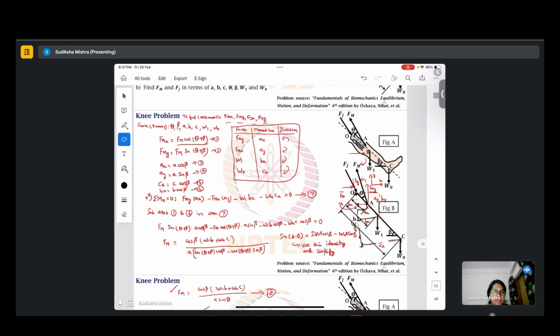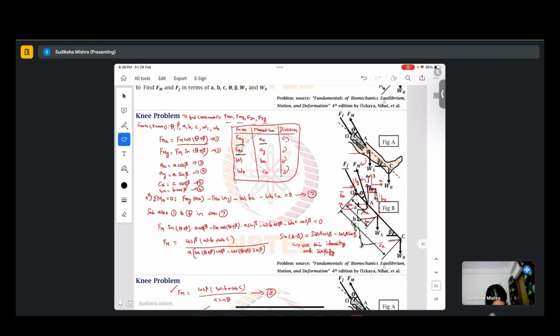Let's see the moments that occur around the origin. Fj is acting at the origin, so there will be no moment because of Fj. The moments will come from Fm, both x and y components, and W1 and W0. Coming to Fmy, which is at a distance of ax from the origin, the moment arm will be ax for Fmy. Since Fmy is acting in this direction, it will go this way, so in the counterclockwise direction.